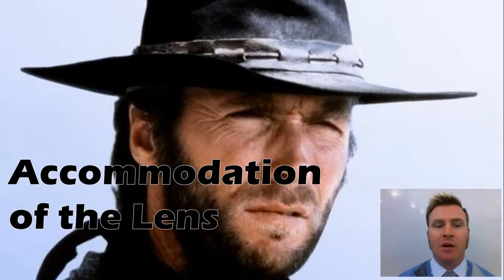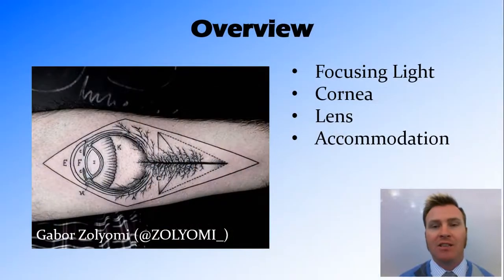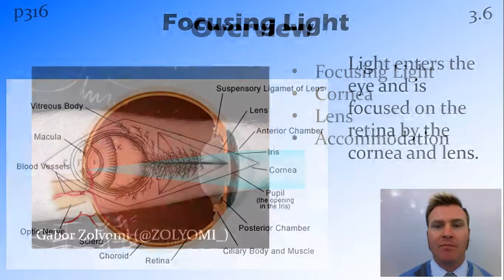Hi guys, in this video we're going to look at accommodation in the lens that allows the eye to focus at different distances. We're going to talk about focusing light in general, then look at the two structures in the eye that focus light, the cornea and the lens, and then we're going to talk about accommodation of that lens.